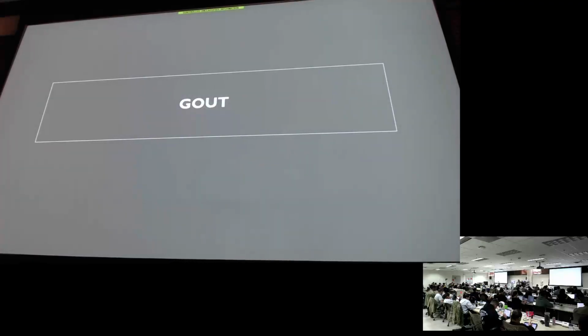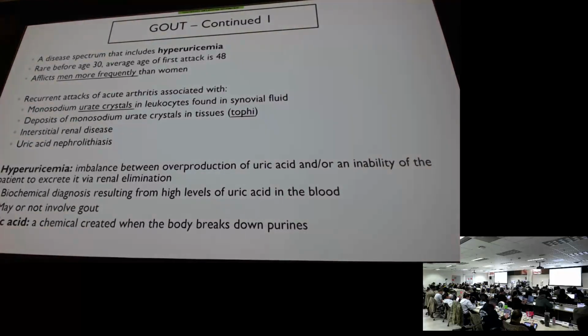Now we're moving into our last topic, gout. So basically a disease spectrum that includes hyperuricemia, so increased uric acid in the blood, right? You're going to hear that it's rare before age 30. It's becoming much more prevalent in younger populations.